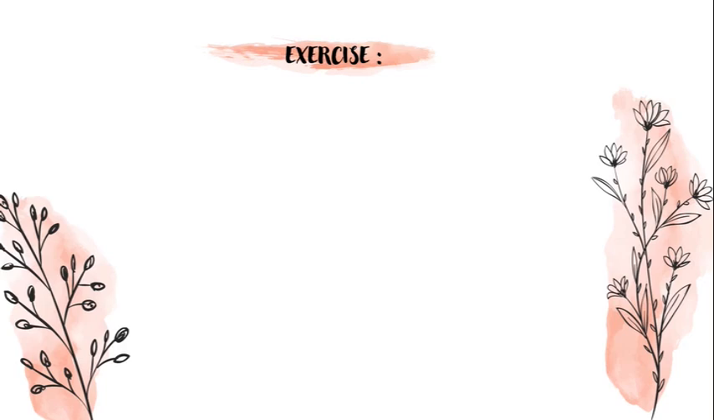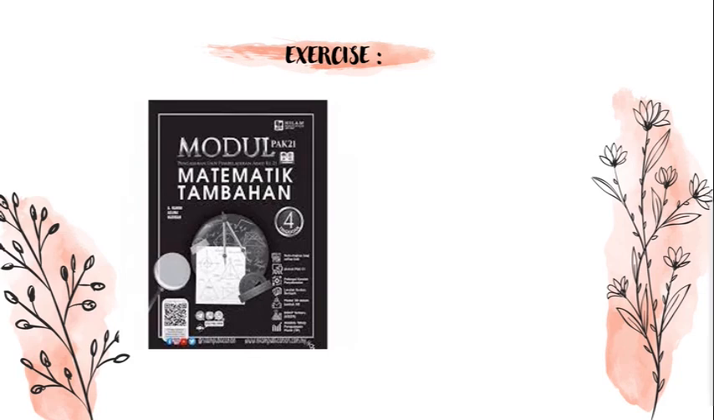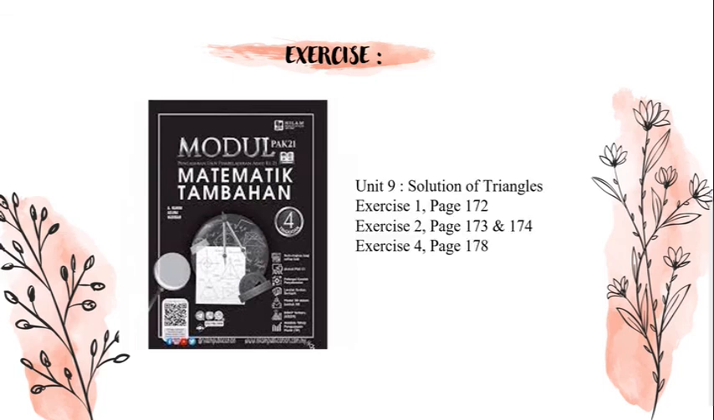As your exercise, you already bought this book, module part 21, the black workbook, Nilam Publication. You need to do unit 9 Solution of Triangles, exercise 1 page 172, then exercise 2 pages 173 and 174, and lastly exercise 4 page 178. You don't need to do exercise 3 because it is related to the ambiguous case which we haven't learned yet. You need to do it later.